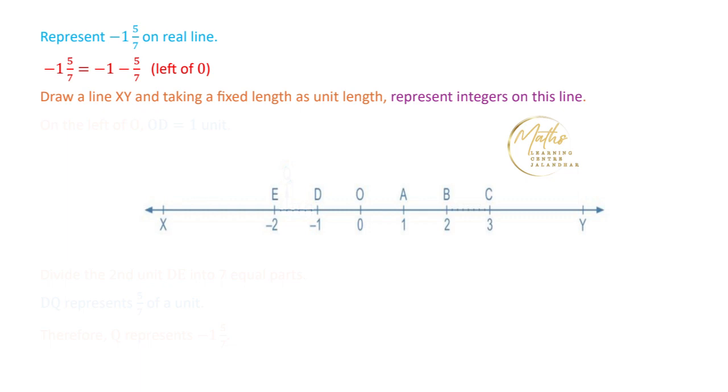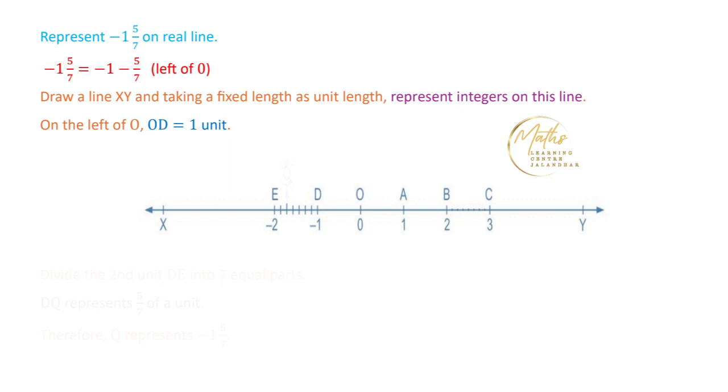On the left of O, we are moving the distance OD equal to 1 unit. After moving this distance 1, we have reached this point D. Now this number minus 1 whole 5 by 7 lies between minus 1 and minus 2, and we require to move further the distance 5 by 7 units. So 5 by 7 units means that we have to divide this portion between minus 2 and minus 1 into 7 parts. So we are going to mark 6 lines over here.